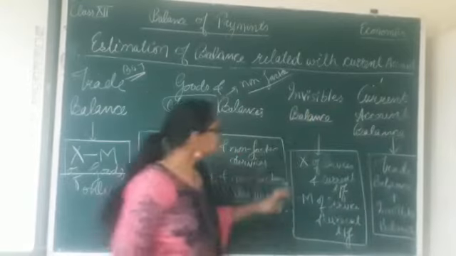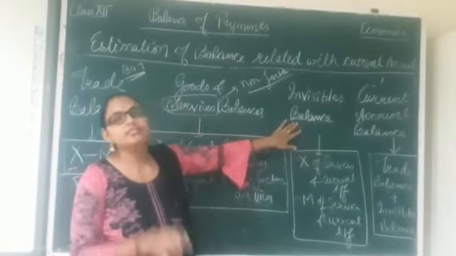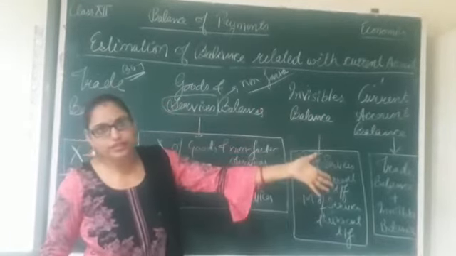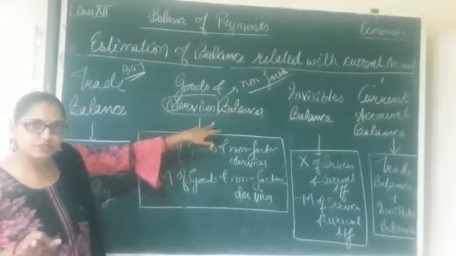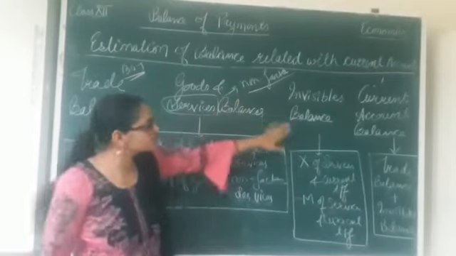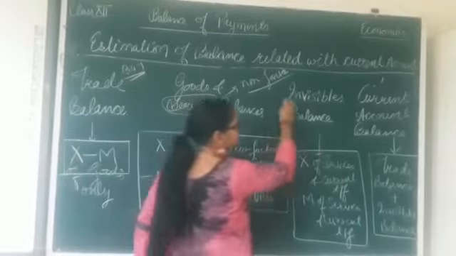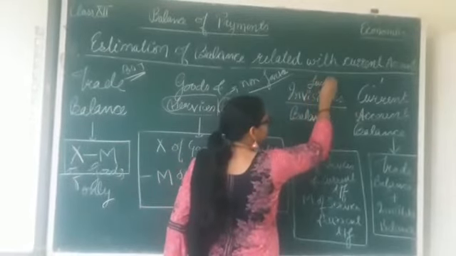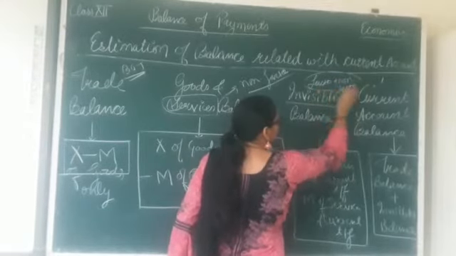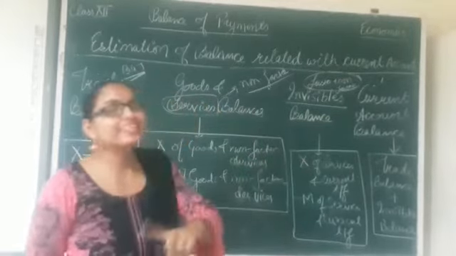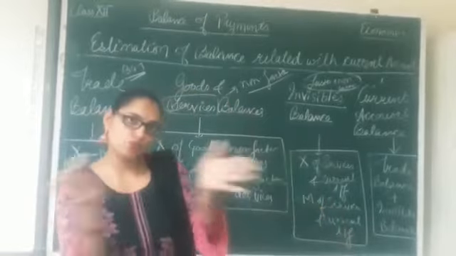Clear? The next is invisible balance. Invisible balance means all the services balance we are considering here, factor as well as non-factor. Again, I repeat the same thing. In the earlier balance we did not consider the factor services. We only took the non-factor services, but here we are taking both factor as well as non-factor services. Plus current transfers also. Invisibles are there for services and current transfers, so both are included here.